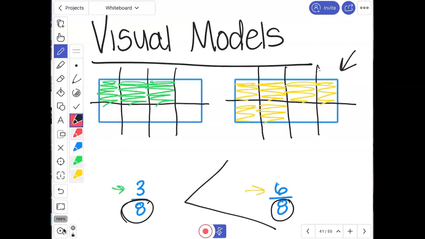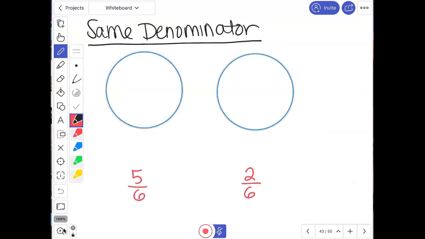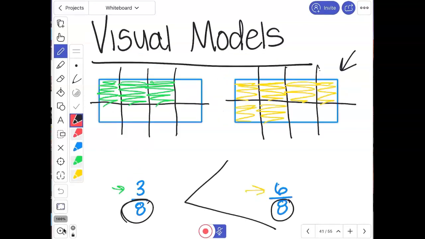But in doing so, I'm also going to stick with the visual model to help us understand the other strategy. Let me jump ahead from number line. We'll go back. We can also compare fractions if they have the same denominator super easily. We saw on that last slide that when they had the same denominator, it was easy to partition them the same way, shade them based on the numerator, and then compare.